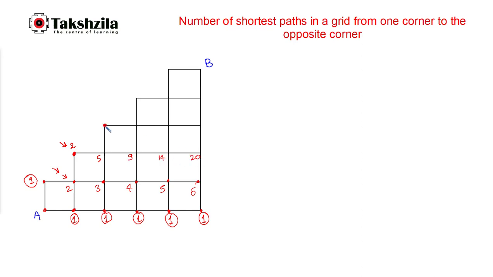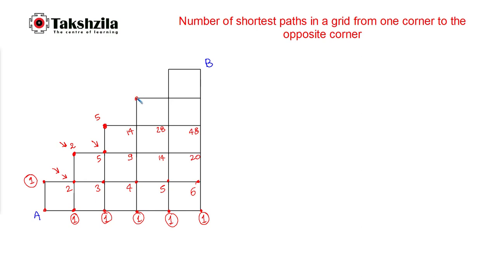To reach this point, we need to travel by using this point. So to reach this point, there are 5 possible ways. So over here also 5 possible ways are there. After that, 5 plus 9, 14 plus 14, 28 plus 20, 48.